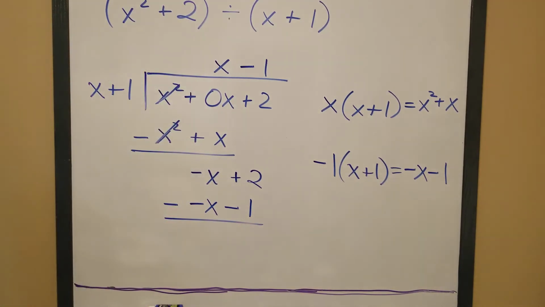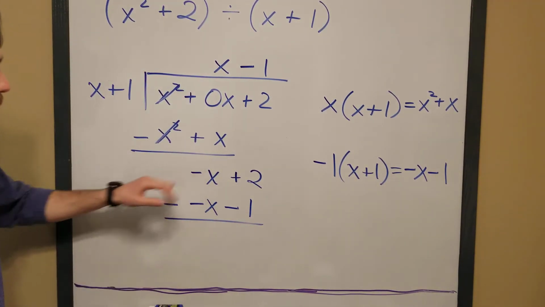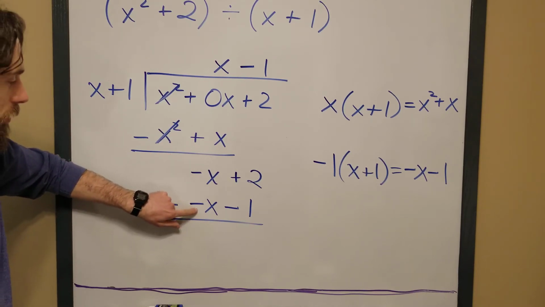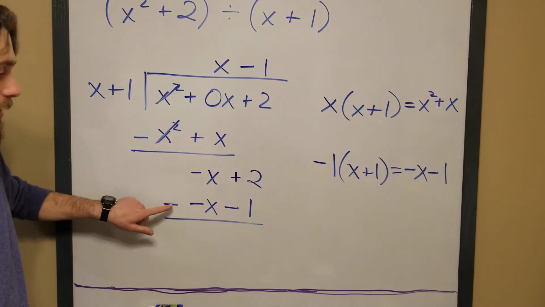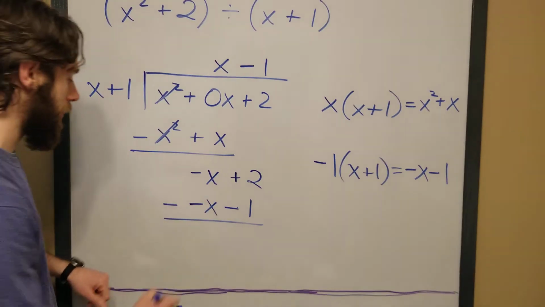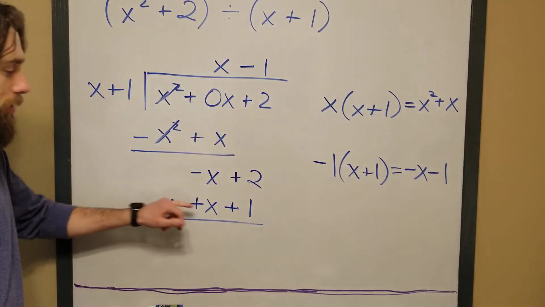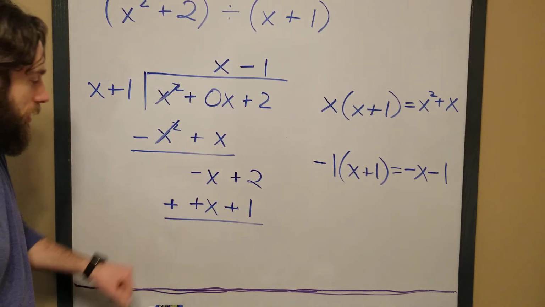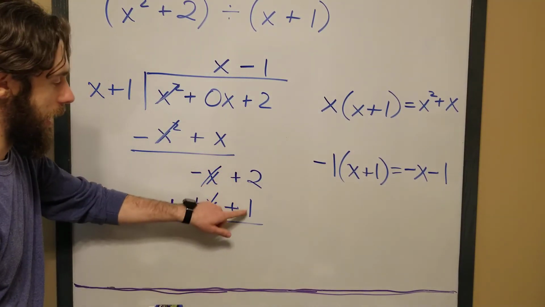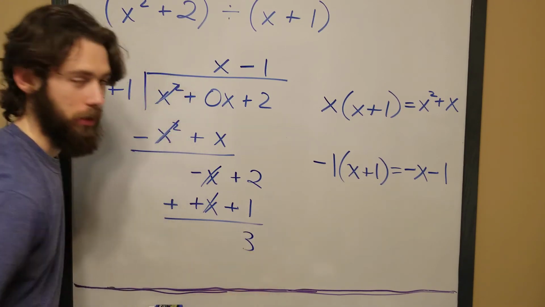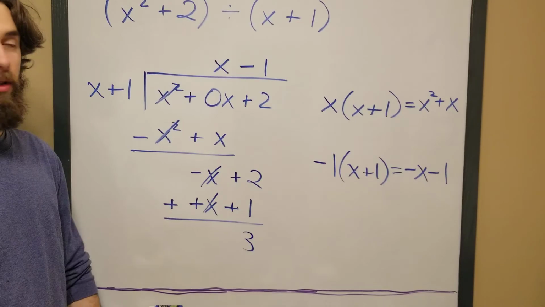And we're subtracting those things. So we could maybe think of this as, we're subtracting a negative in each case. That's essentially going to flip the sign there. So that's the same as adding x to the negative x, that makes a 0. And then adding a 1 to the 2 to make 3. And then our remainder is 3.